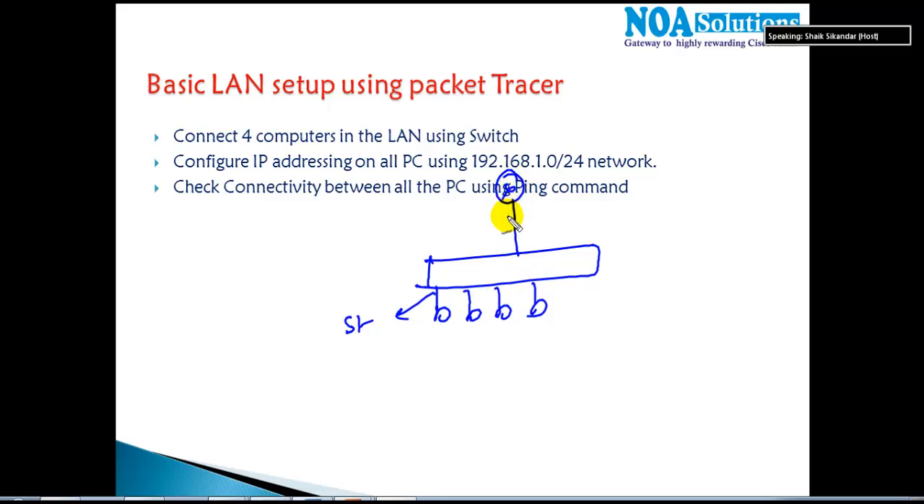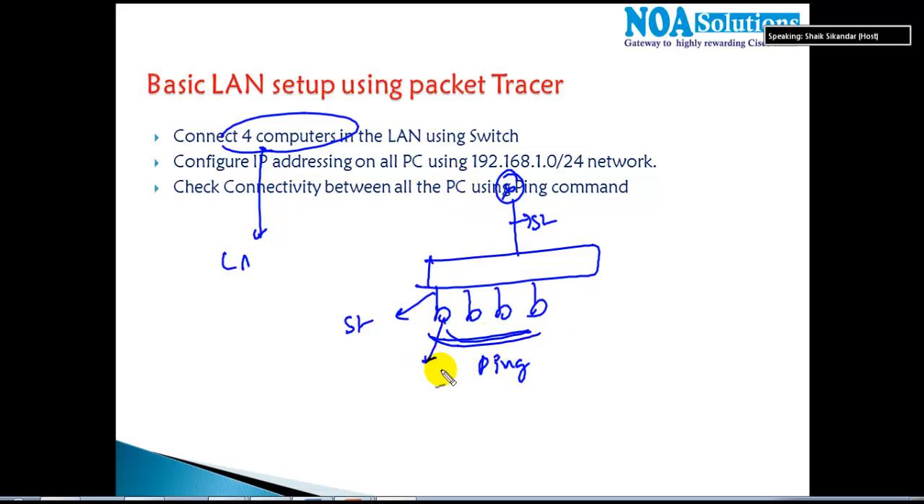Switch to PC, and then router to switch, we also use some straight cable. And then we can assign the IP addresses. So what I'm going to do is make one basic setup lab in this scenario, where I'm going to connect 4 computers in the LAN, and I want to make sure that these 4 devices are able to communicate with each other. Okay, and also I'm going to configure some IP addressing on them.